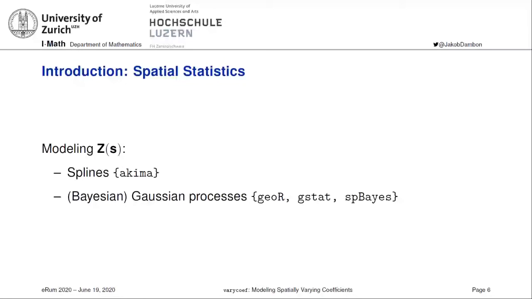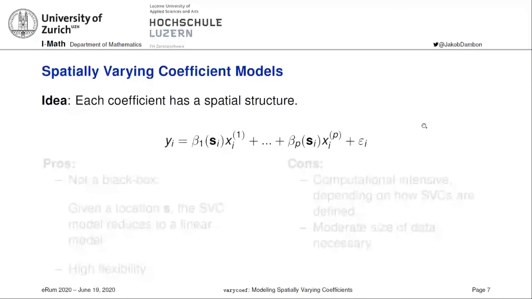So we take this as an inspiration and then apply it spatially, and then define the spatially varying coefficient model. So the idea is the following: each coefficient now has some spatial structure. And you can see the model here looks like a linear model, but for spatially varying coefficients, each beta is depending on a location.